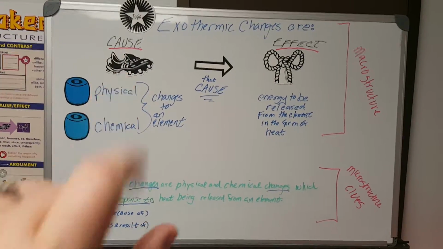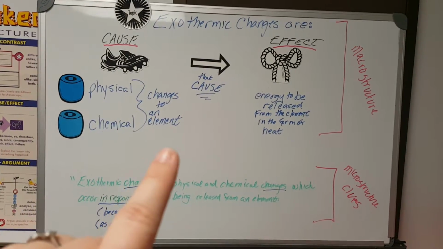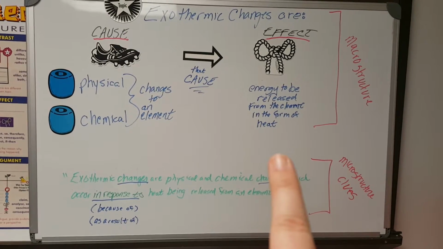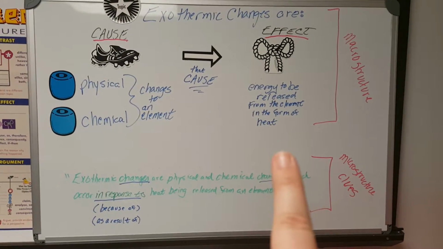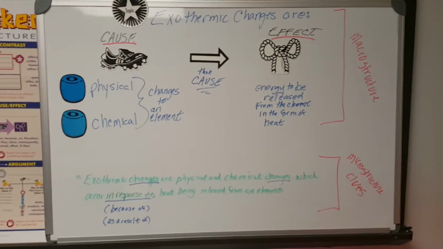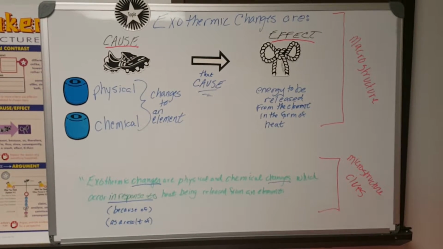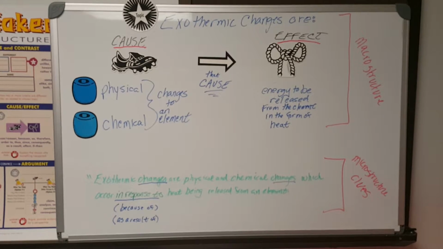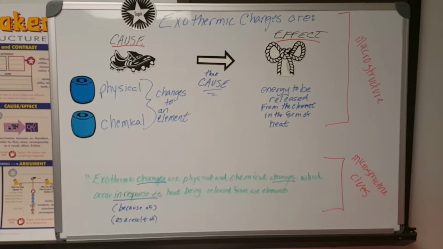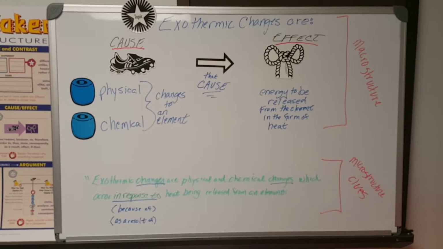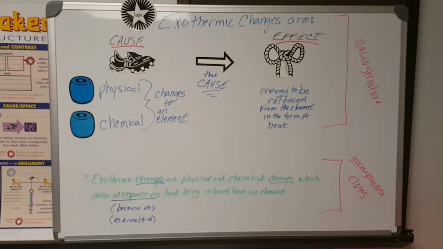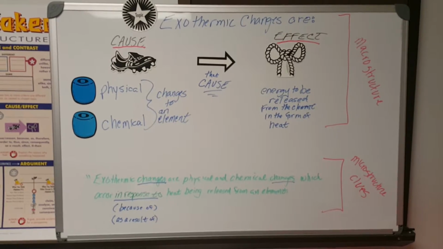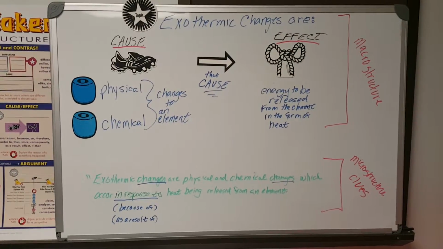and the cause is the physical and chemical changes to an element. The effect is the energy to be released from the element in the form of heat or light. Now, in order for us to have come up with this mini lesson, we had to actually research what exothermic changes are to be sure that what we are learning from this sentence is what we are explaining with the ThemeMaker magnets on this whiteboard.